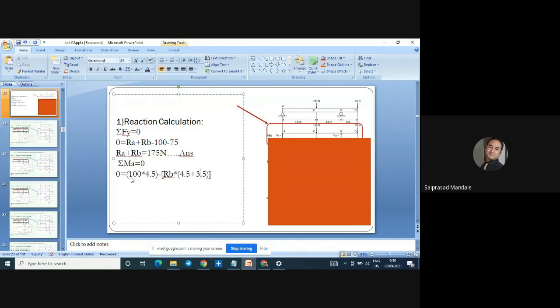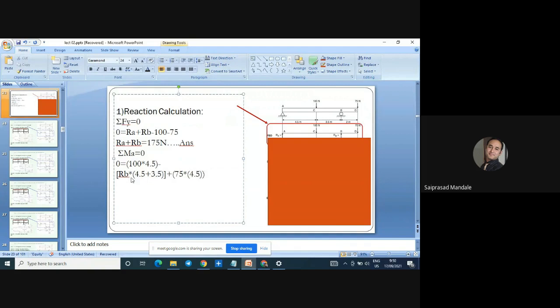You have to put the bracket while calculating. Okay, 100 is done, RB is done, now the 75. So plus 75 into 4.5 plus 3.5 plus 2. So in the complete equation, only RB is the unknown. Can we calculate the value of RB? Yes, we can. So just go ahead and give me the value of RB.